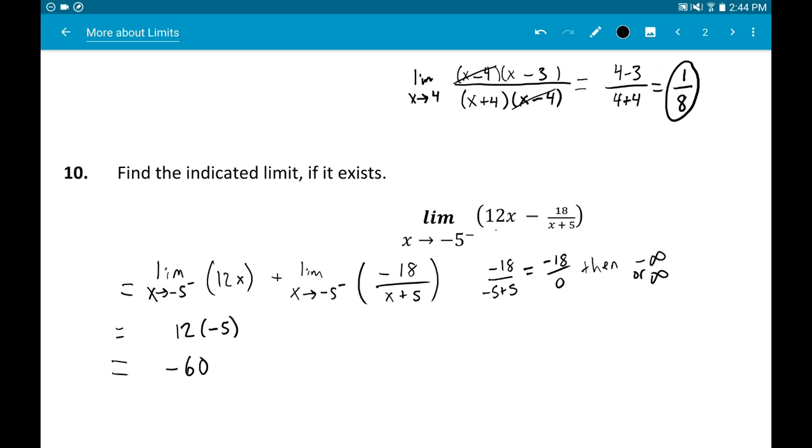So let's do that. The easiest way to think about it, since this is left-sided, I want to pick something just to the left of -5. So on a number line, if I look at -5 and I move 1 unit to the left, I'd be at -6. So let's think about plugging -6 in here.